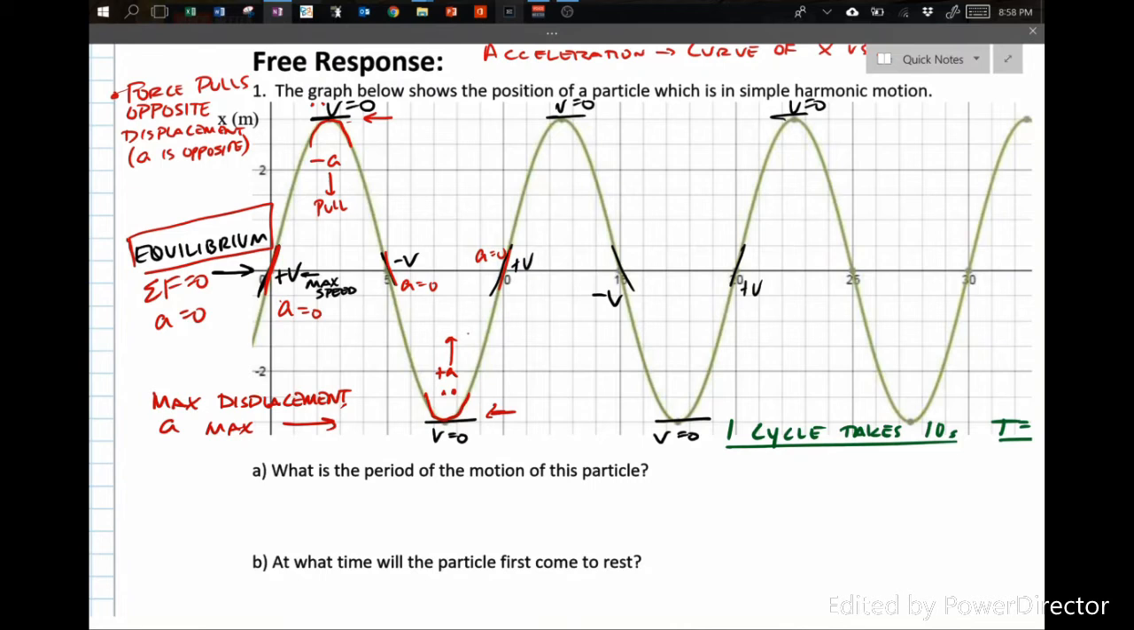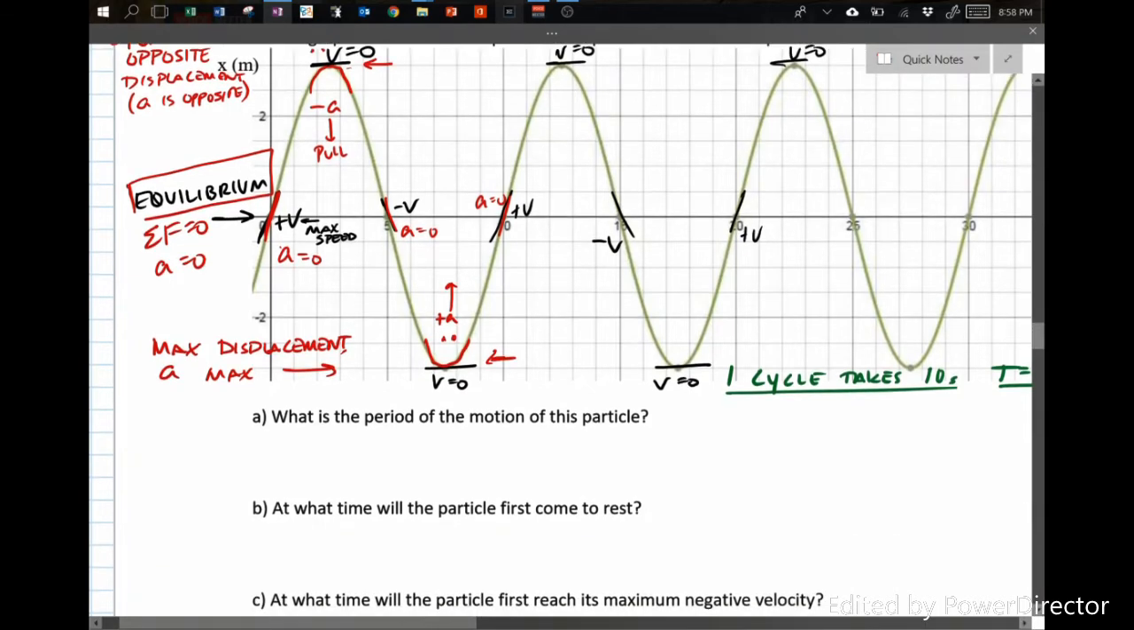Let's see if that helps us answer any of these questions. What's the period of the motion of this particle? Well, we said the period, by definition, is the time for one cycle. And we saw very clearly that the time for one cycle here was 10 seconds.